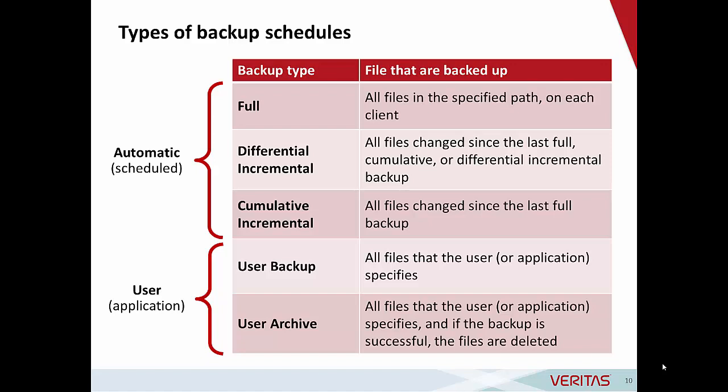User backups and user archives are very similar. A user backup backs up all the files that are requested when it runs. A user archive backs up the requested data, and then when the backup is successful, it deletes it from the client system. That can be useful, for example, for an application that creates a lot of log files, where you want to periodically archive off those logs and then delete them to free up disk space.